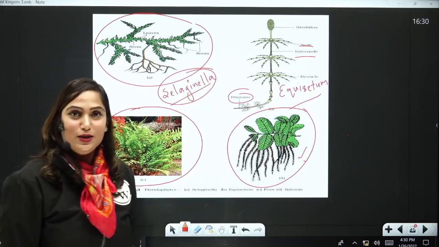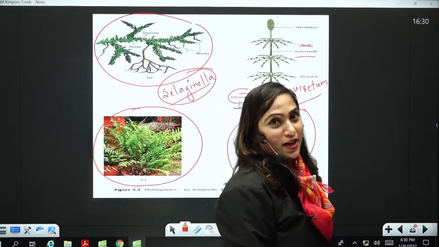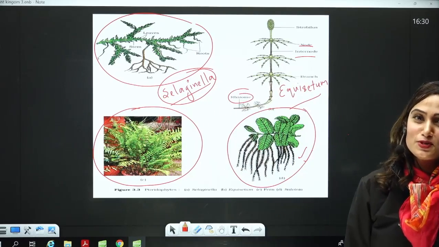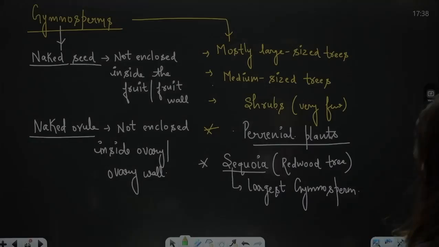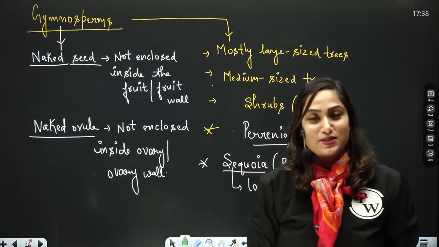So I hope beta you understood pteridophytes well. Let's move on to gymnosperms now. So let's start with gymnosperms now.